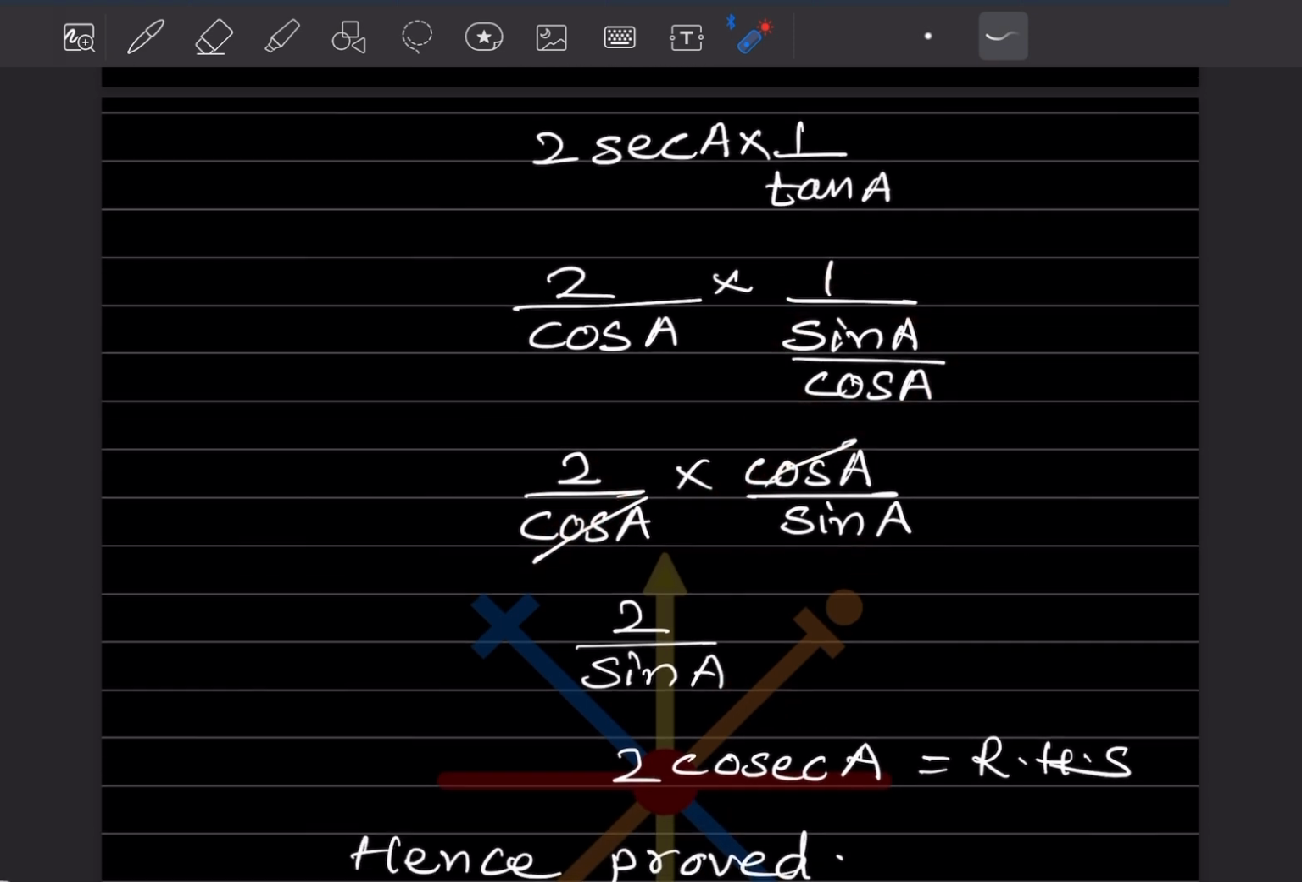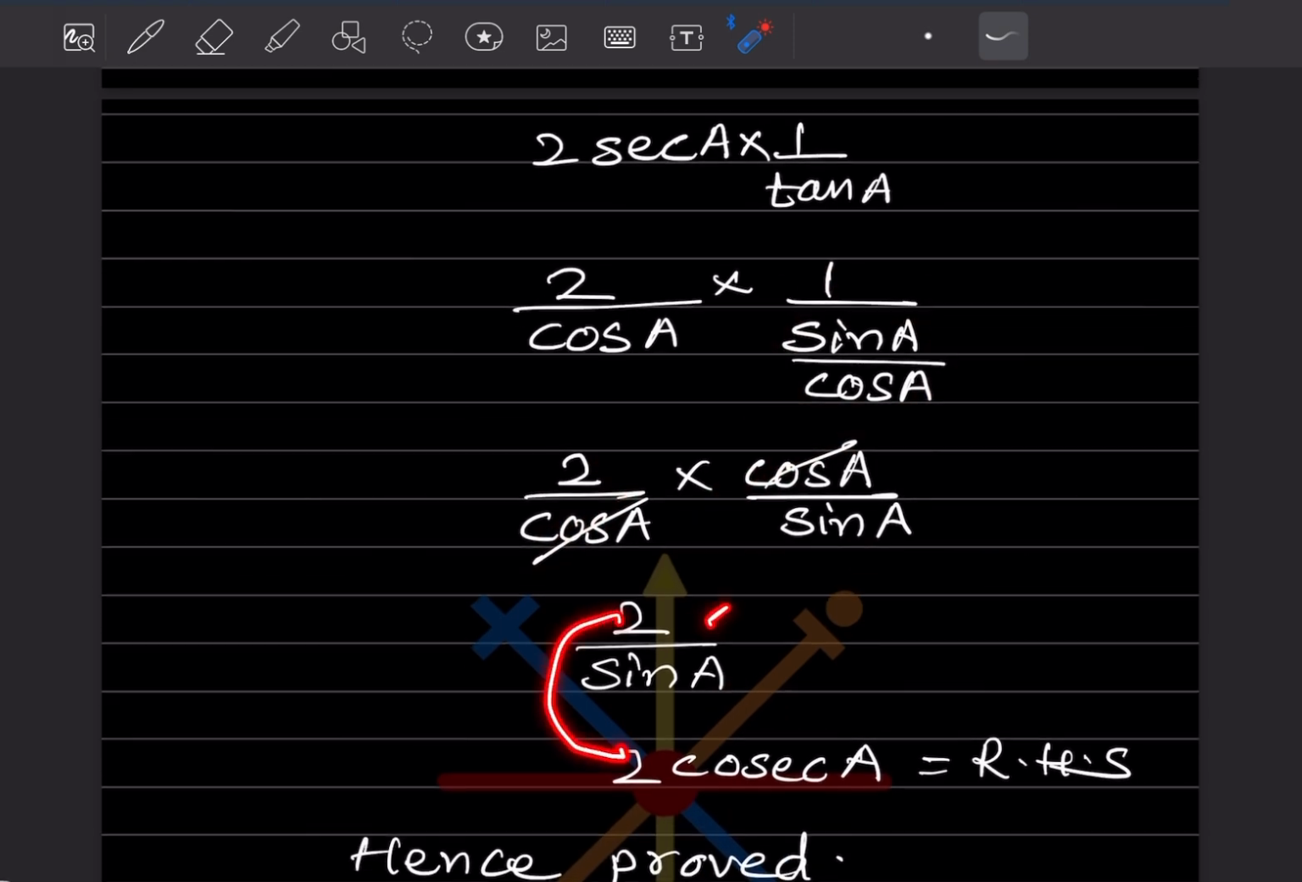2 by sin a means 2 as it is, and this is actually 1 by sin a. 1 by sin a, that is cosec a. So we can write here 2 cosec a, and that is the RHS, and that is what we have to prove. So that is proved.